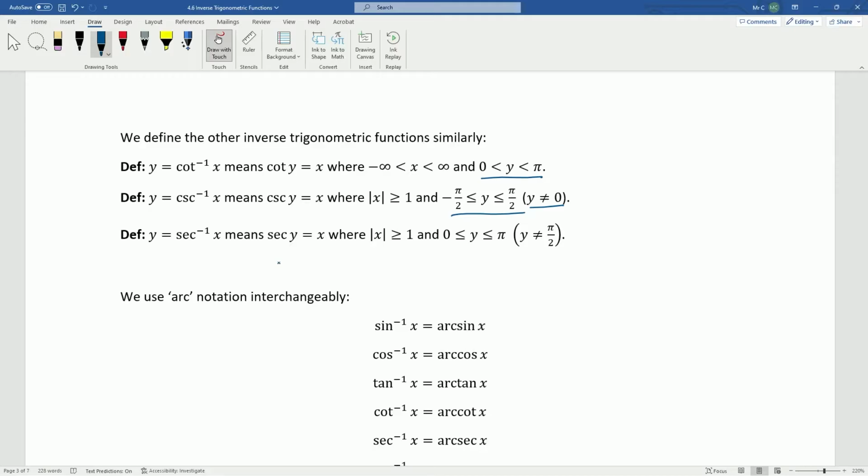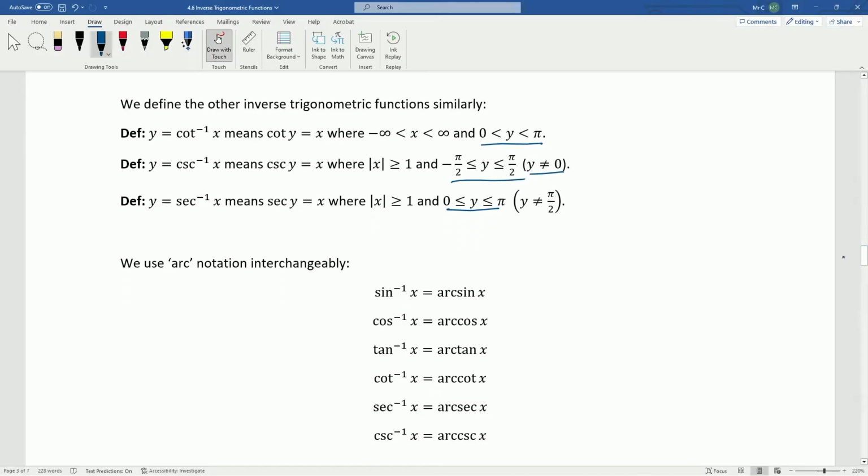Now, with all of our inverse functions defined and our conditions out of the way, we'll look at just one other notation real quick. So oftentimes, various textbooks will use arc notation interchangeably. So it means the same thing. Sine inverse of x means arcsine of x. They're the same thing. Cosine inverse of x means arc cosine of x. And some authors feel that the arc notation is less likely to be confused with reciprocals.